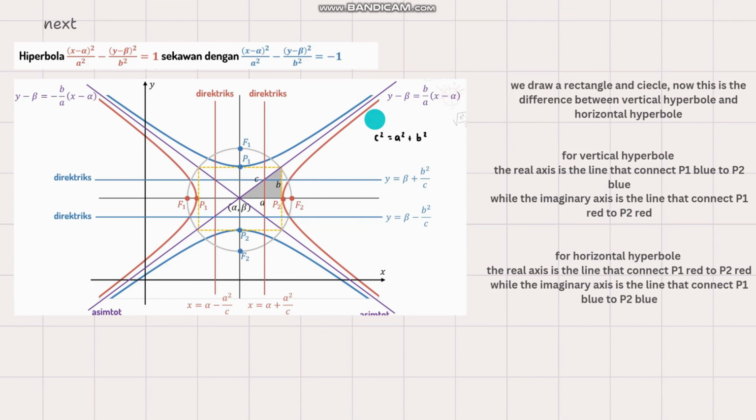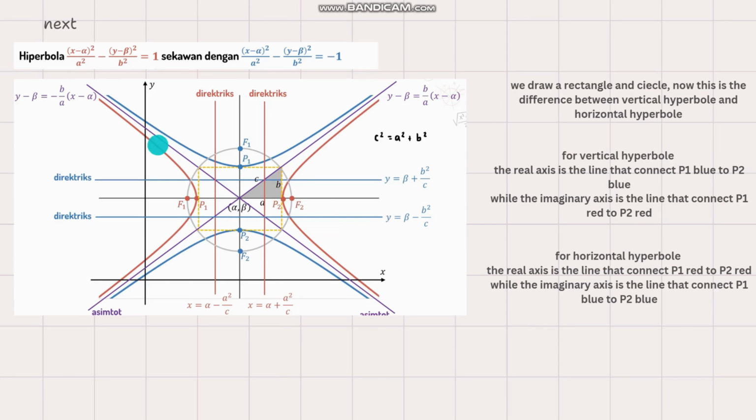Then if we draw the rectangle and the circle, now we can see the difference between the vertical hyperbola and the horizontal hyperbola. For the vertical hyperbola, the real axis is the line that connects P1 blue to P2 blue, and the imaginary axis is the line that connects P1 red to P2 red. So this is the real axis and this is the imaginary axis.